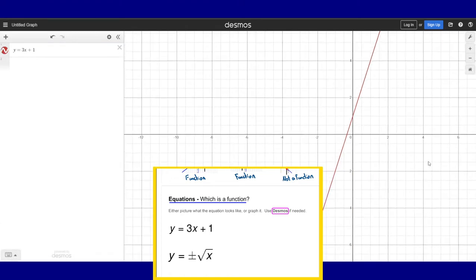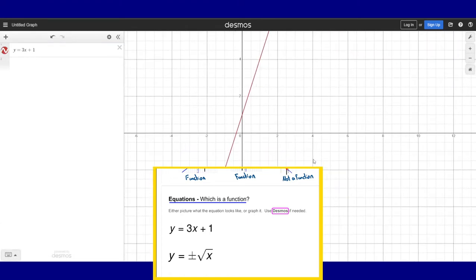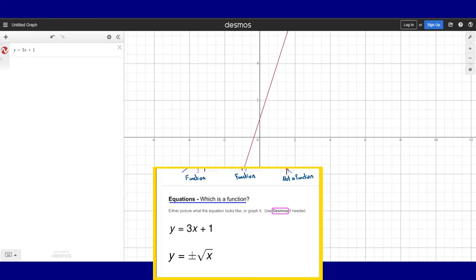And when I look at it, I can see that it's a straight line. Because it's a straight line, I know that this is a function. Or at least a diagonal line. Because if I take my imaginary line and I move across, I can see that it's only going to hit my graph at 1 point, or my relation at 1 point.